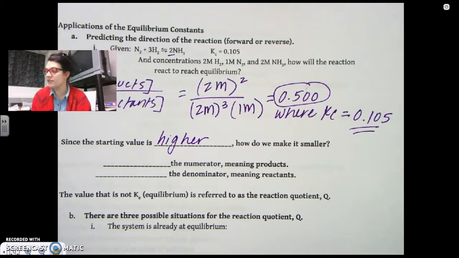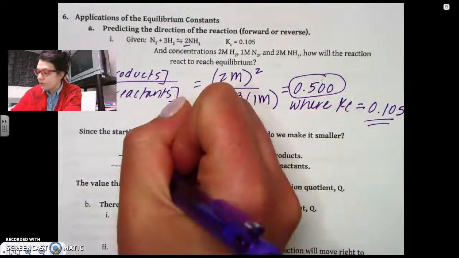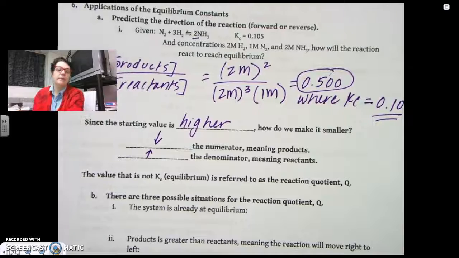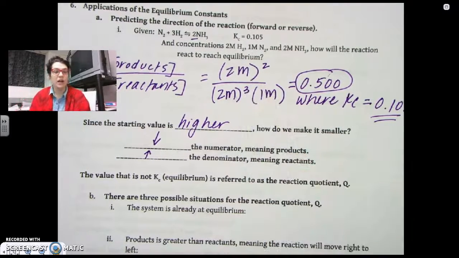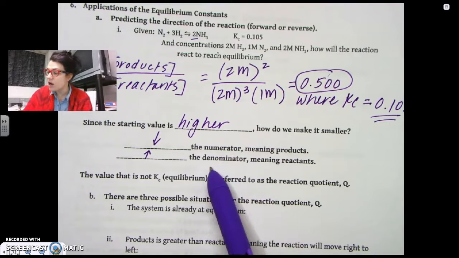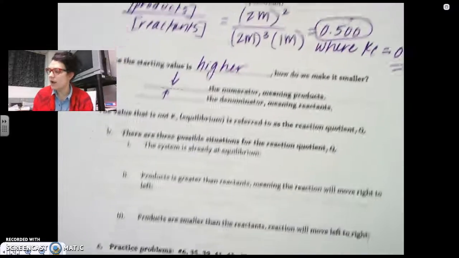Okay, well, there's a couple of different things that you can do. To make it smaller, you can decrease the numerator, which means our products, or you can increase the denominator, meaning our reactants. Ultimately, we're just manipulating the fraction to get to the value that we want, okay? And we don't need to manipulate it, we just need to be able to talk about how we're going to shift the reaction. So in this case, we can shift the reaction to the reactants to make our number smaller because we want to make more reactants, okay?